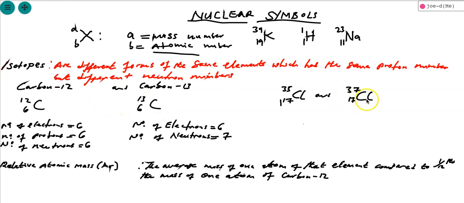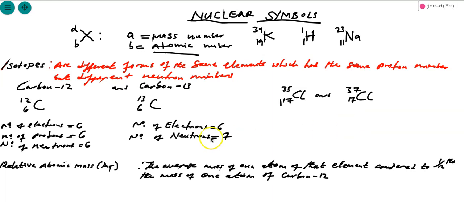Now let's look at chlorine. We also have chlorine-35 and chlorine-37. These are also different types of isotopes you come across, and chlorine-35 has an atomic number of 17, chlorine-37 also has 17. They will therefore have different neutron numbers, okay, and therefore different mass numbers.